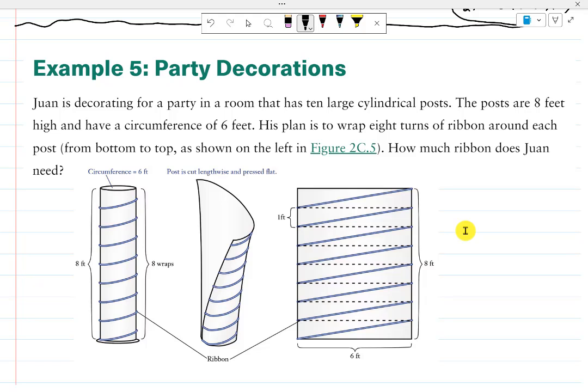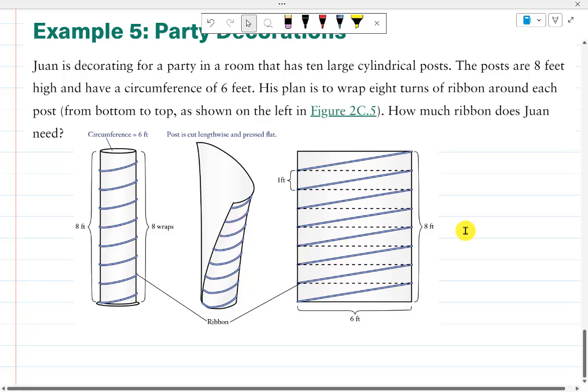So the trick that they use, and they do this in other math classes as well, is they're going to cut it vertically and then they're going to lay it out flat. So what you have then is it was already 8 foot tall and 6 feet wide because the circumference of the column is 6 feet. That means that distance all the way around is 6. Now notice these lines are flat, but they'll be curved when they go on the curved cylinder. So what he can do then is get the amount that he needs by adding up these 8 stretches of ribbon.